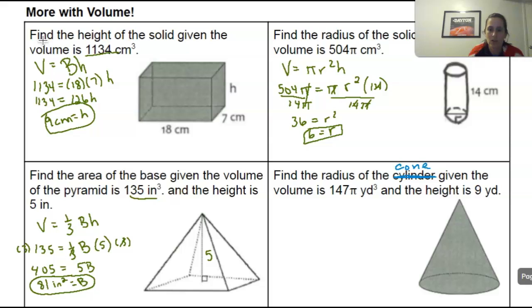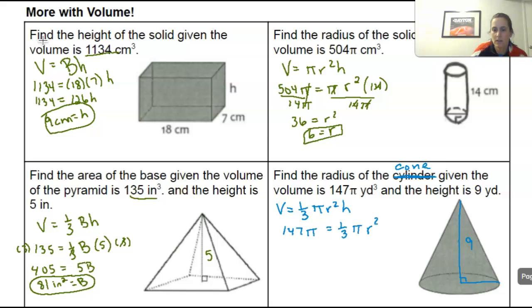So find the radius of the cone given that the volume is 147 pi cubic yards and the height is 9 yards. So we know that the height is perpendicular to the radius. So I'm going to label that 9. The volume of the cone is 1/3 times pi r squared h. The volume is 147 pi, and it's equal to 1/3 pi r squared times 9.